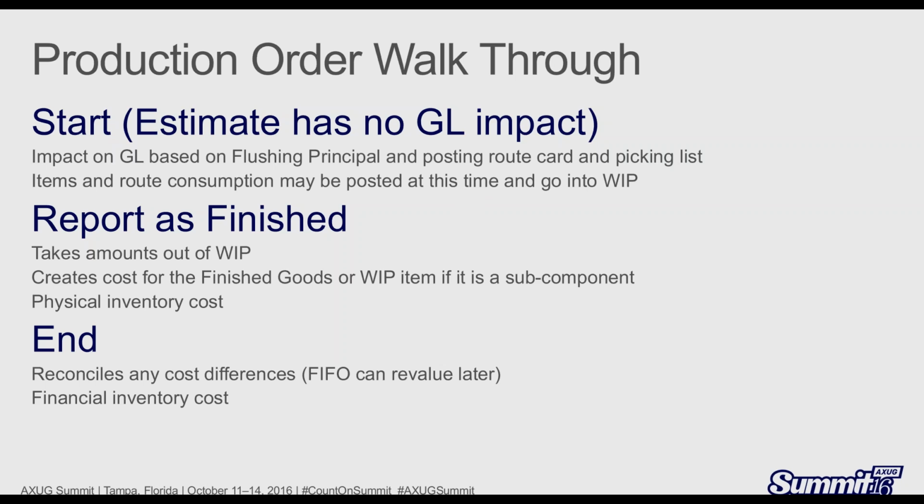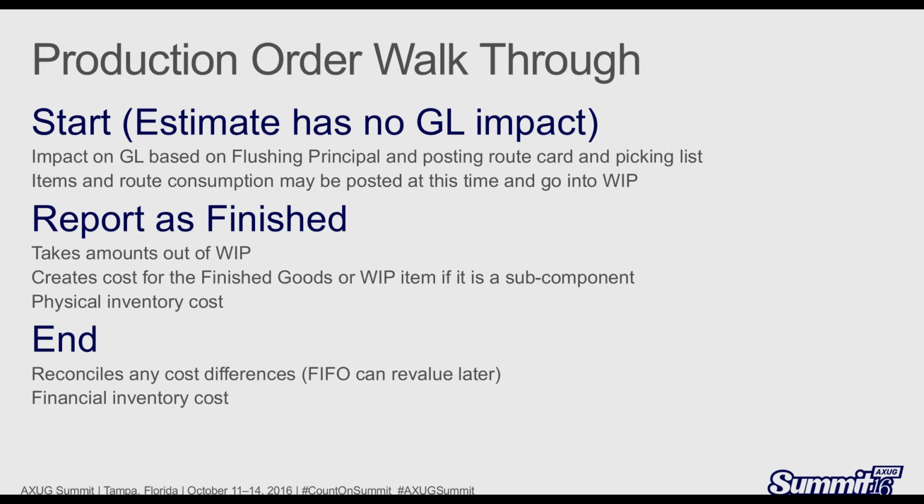So as far as the production order goes, we're going to go ahead and estimate first, and then we start the production order. The estimate has no impact on the general ledger, and the start would not either, or the start will, depending on your flushing principle and when you actually post the route card and the picking list. When you post the route card and the picking list, that's going to increase your WIP and decrease your raw materials, or the inventory that is going into your product.